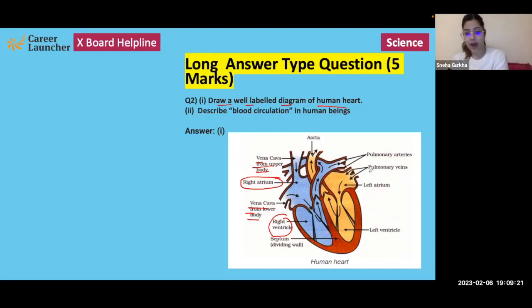And then we have pulmonary veins bringing oxygenated blood. We have the left atrium, the left ventricle, and aorta, as well as the pulmonary arteries and the branching. So we have to at least mention all these parts. If not anything else, we have to label all these parts, right?